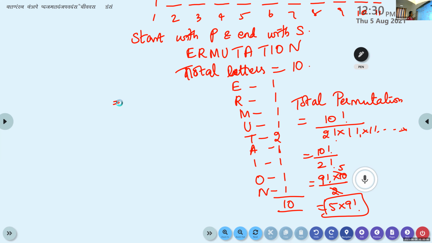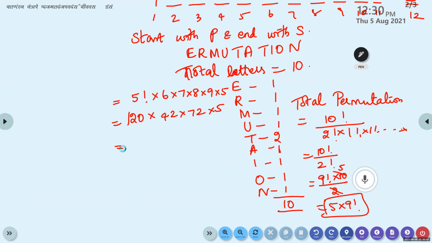It is 5 into 9 factorial. So 9 factorial, we can write this as 5 factorial into 6 into 7 into 8 into 9. Already one more 5 is there. 5 factorial will be 120. 120 into 72 into 5. Multiply this and check your answer. Find the answer. And 362,880.